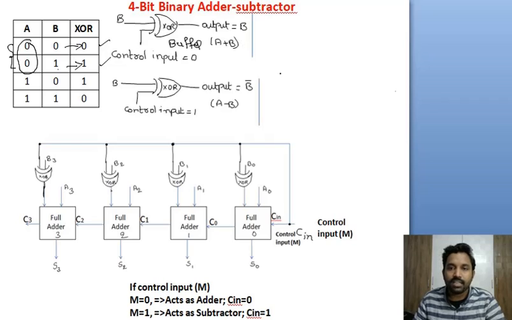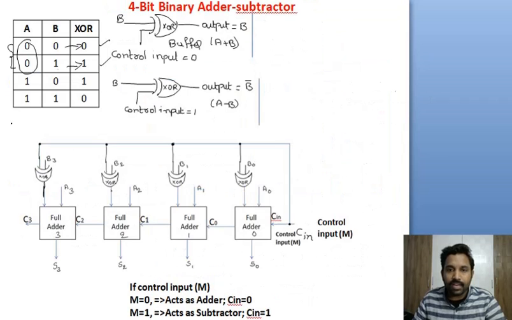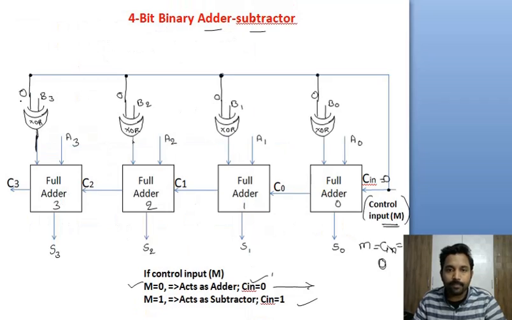So in this case, if the control input is 0, we get the output B3 itself, B2 itself, B1 itself, and B0 itself, along with A0, A1, A2, A3. So a control input of 0 is just like an addition operation, right? The same thing we discussed here.